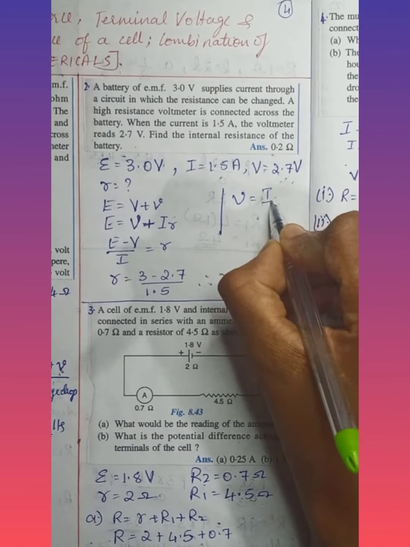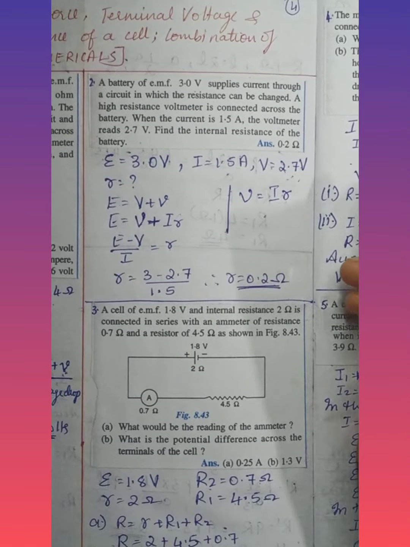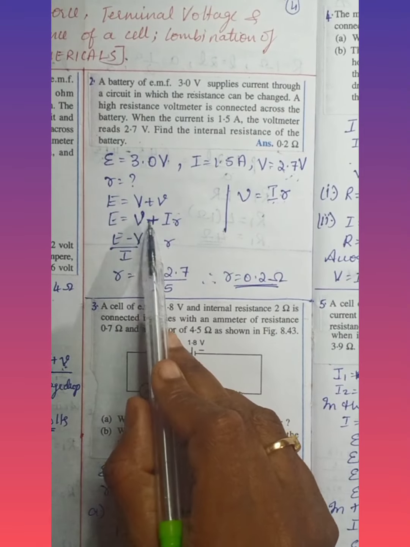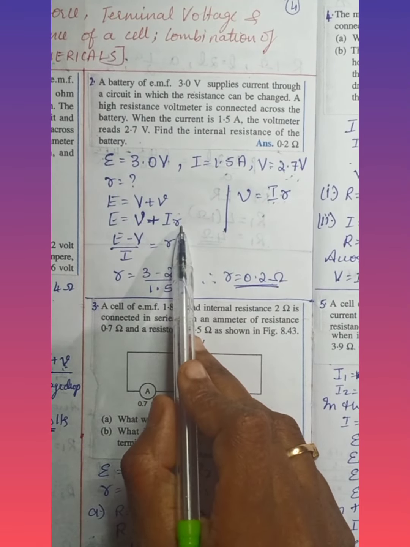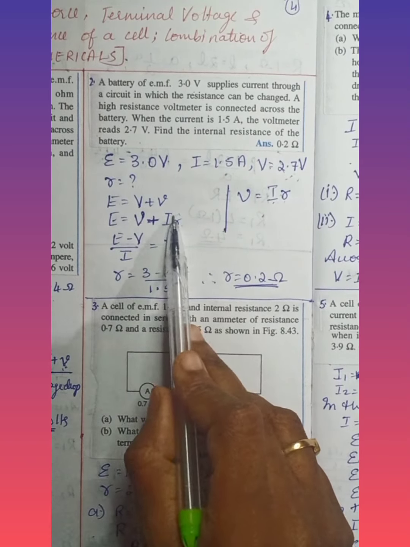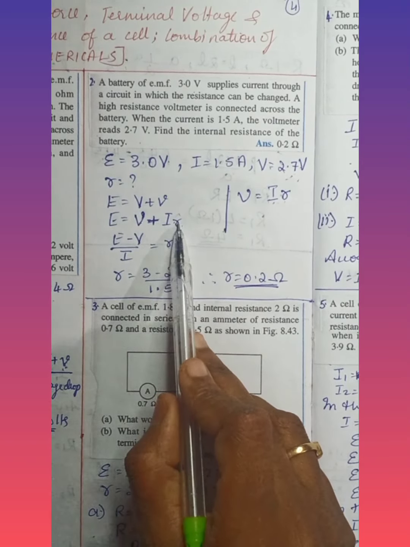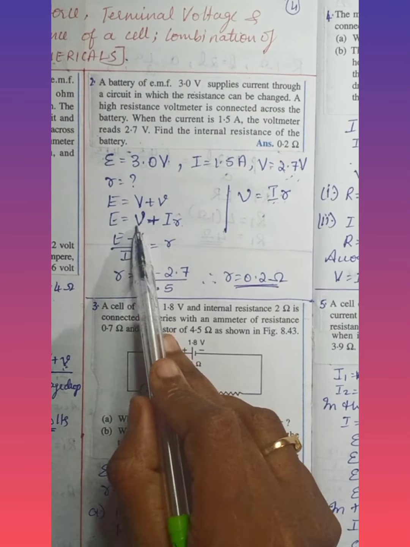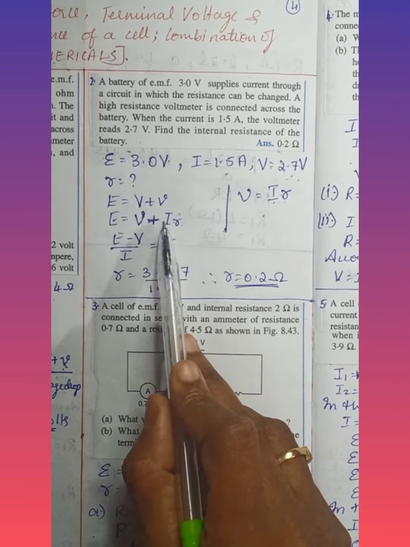Small v is equal to current and internal resistance. So this we will substitute here. So your EMF is equal to terminal voltage plus current and internal resistance. Internal resistance is what you need to find out. So leaving this, rest all we will transpose to the other side. So this will become E minus V, and you'll be left with only I and R.